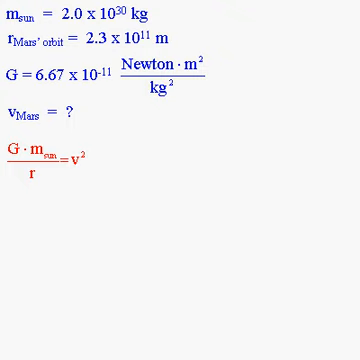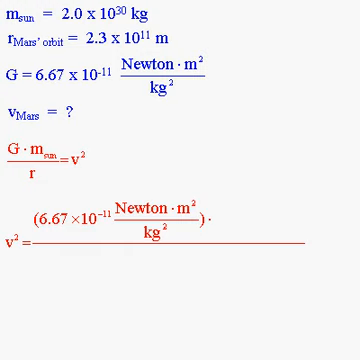Well, we know everything in this equation except v, so we can solve for the speed. V squared is G, 6.67 times 10 to the minus 11 Newton meters squared per kilogram squared, times the mass of the Sun, 2.0 times 10 to the 30 kilograms, divided by r, the radius of Mars' orbit, 2.3 times 10 to the 11 meters.